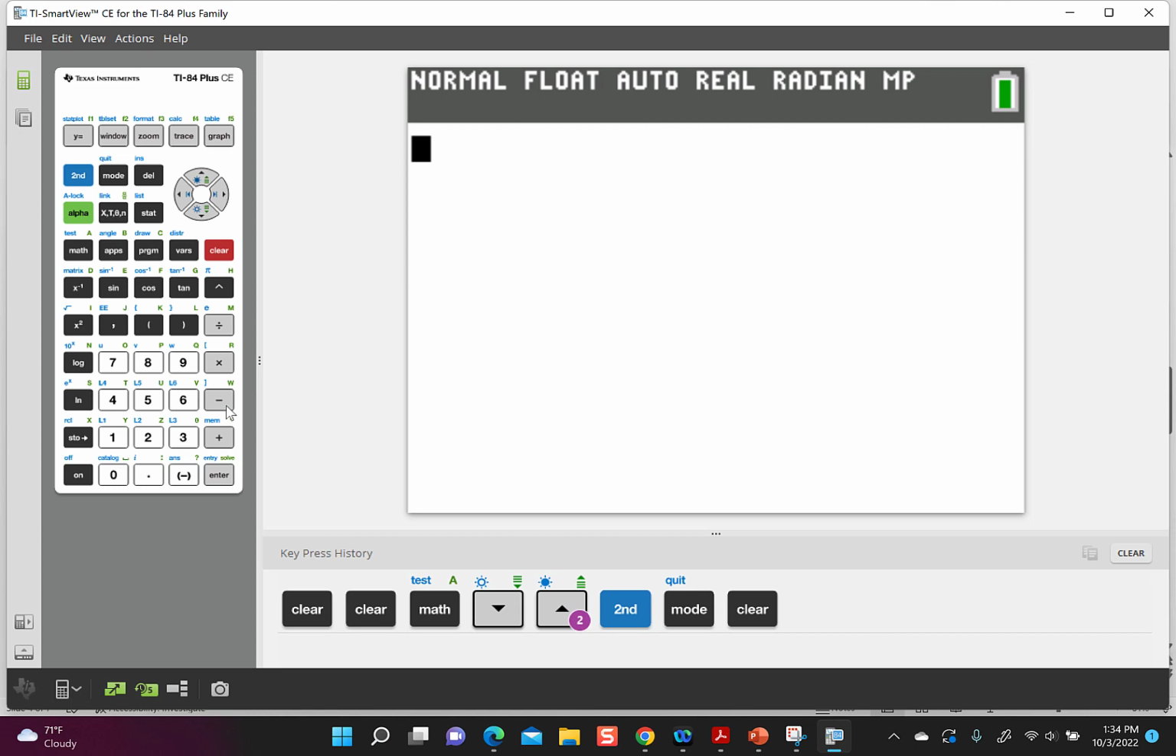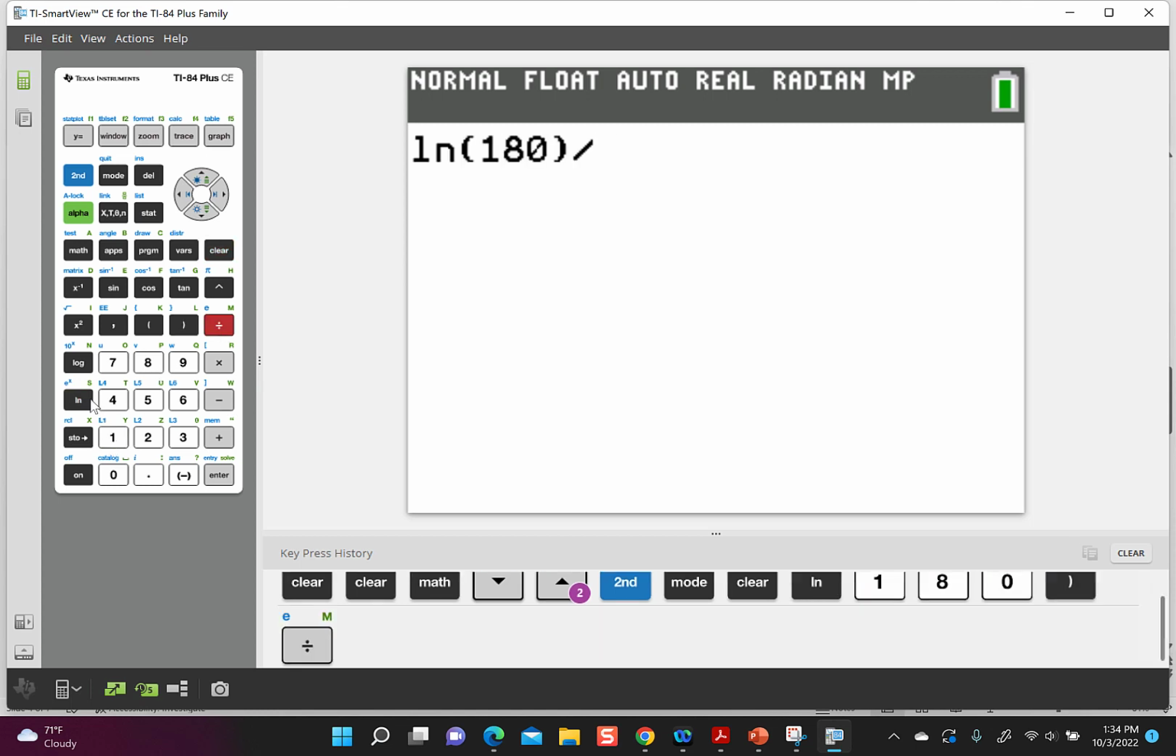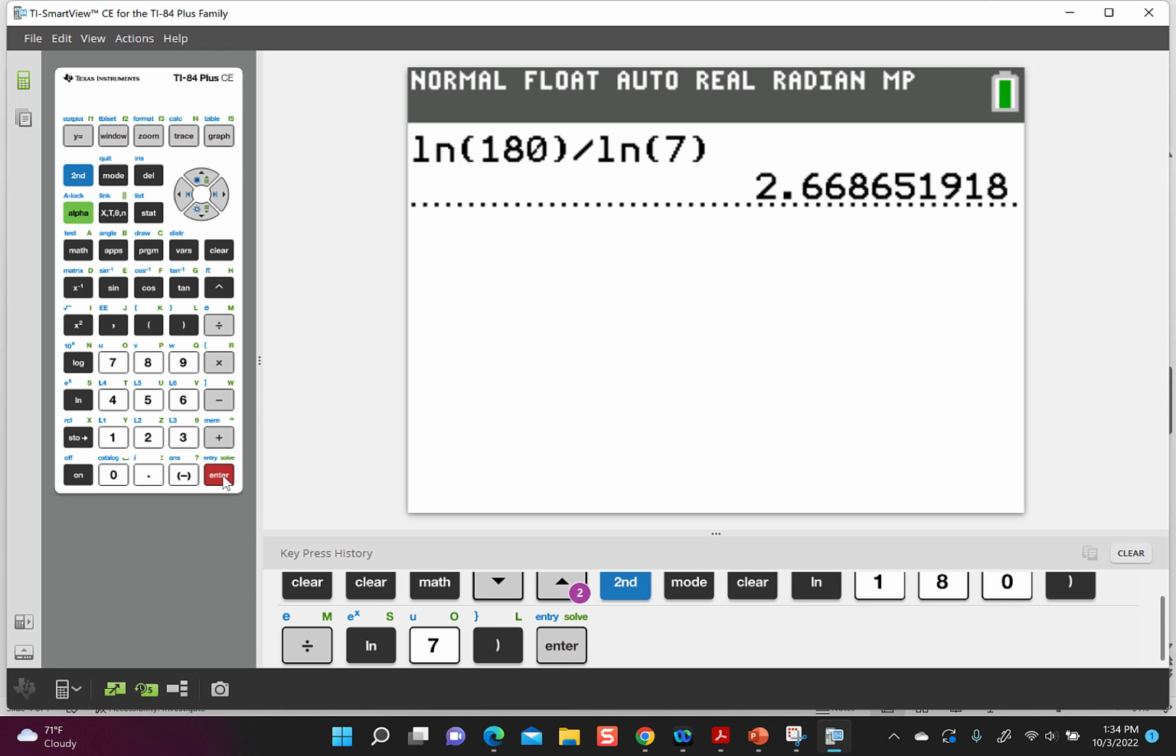So I'll just go to a regular calculator and show you the natural log of 180. And I'll divide by the natural log of 7. And it says 2.6686. So 3 decimal places will say 2.669.